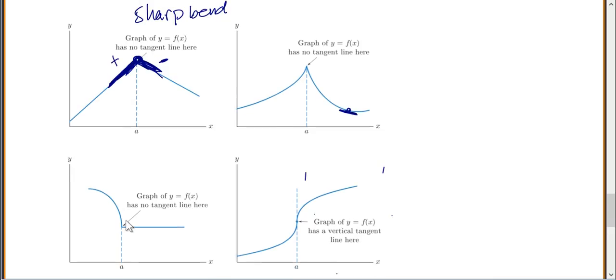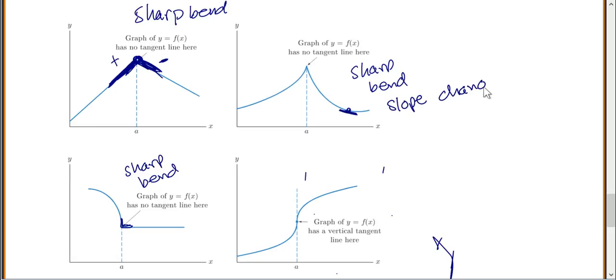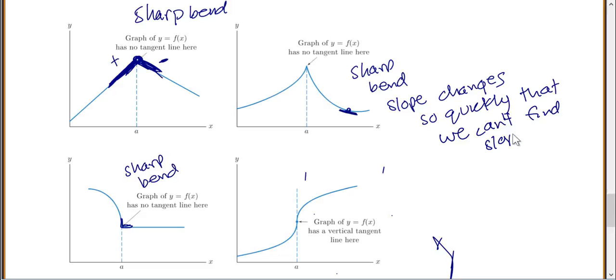Or again on this graph, notice again it's a sharp bend. So all three of these are a sharp bend. Anytime you have that sharp bend, the slope changes so quickly that we can't find the slope right at x equals a. And so all of these would be non-differentiable. We can't find the derivative there. We can't figure out what the slope is at that point.